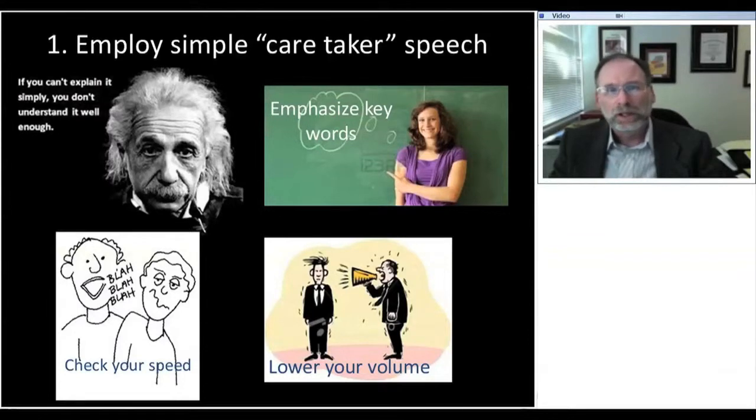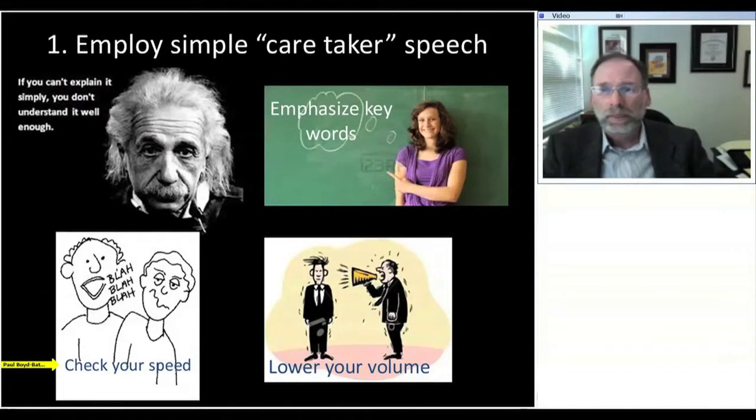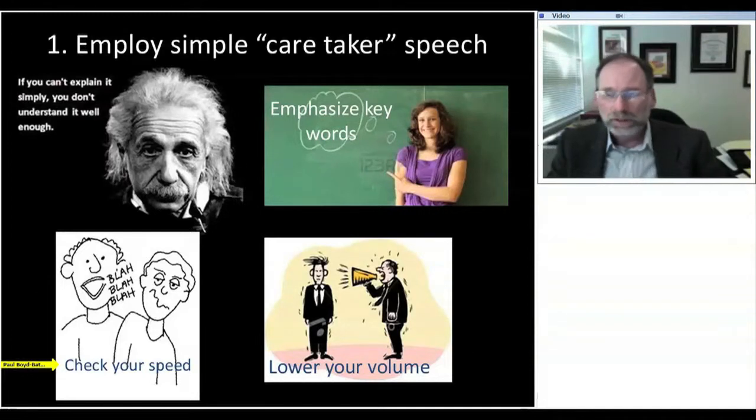Here's the first strategy: employ simple caretaker speech. And I take a quote from Albert Einstein that says, if you can't explain it simply, you don't understand it well enough. And there's real discipline in how we govern our speech when we're working with language levels. First of all, we want to check the speed of our language. If I talk really rapidly, then I'm just going to create noise. But if I slow my speech down, I make myself more intelligible to beginning language learners.